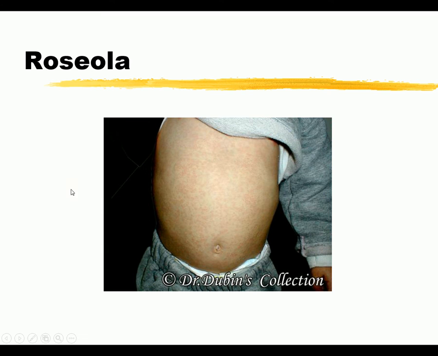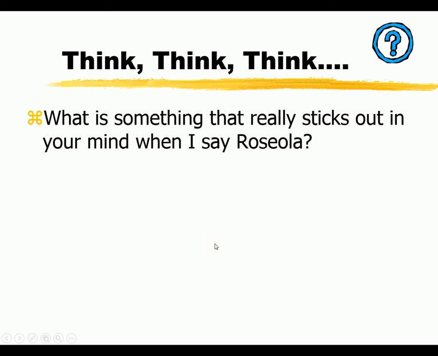Here again is a good picture. You can see it's very heavy on the trunk. So, what really, really sticks out in your mind when I say roseola? Sudden onset of high fever in a well child with a rash that appears first on the trunk, then the rest of the body, and it fades in 24 to 48 hours. I would know that. Very similar to a drug-like reaction, and it's benign in nature and non-pruritic or non-itching.